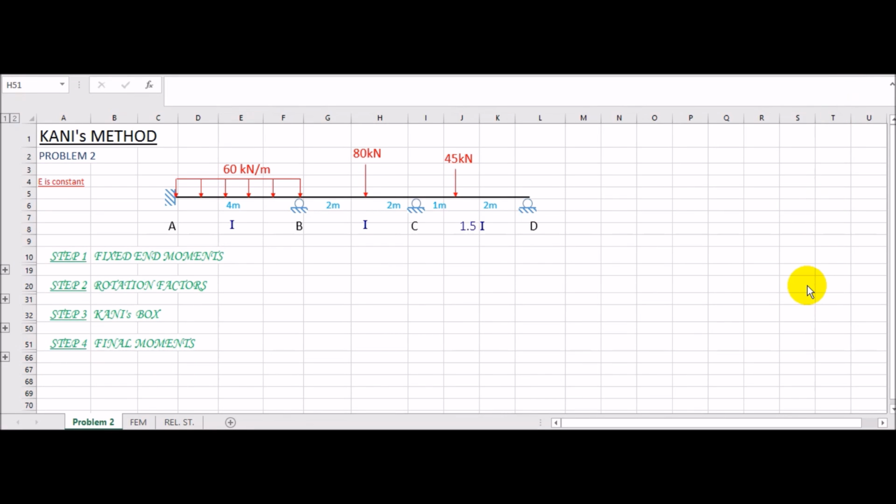Hello friends, today we are going to solve again Kani's method. This is a continuation of my previous video in which I solved problem 1, and now we'll solve problem 2. This problem is distinct from problem 1 as one end support is fixed and the other end support is a pin jointed, that is, in our case a roller. Okay.